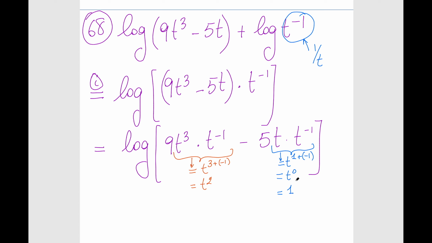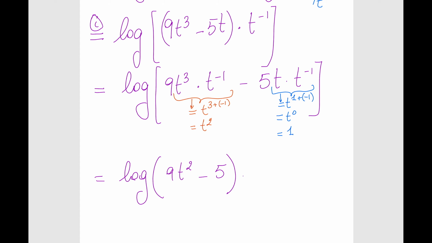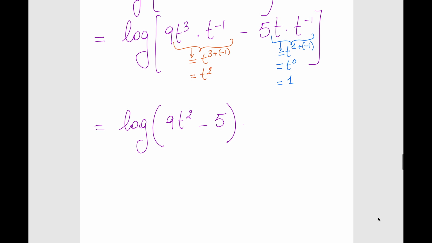Okay? All right. And then finally, let's write the final thing. This is log of 9t squared minus 5. Correct? So we condensed to a single log with coefficient 1. Before we move on, let me ask you to think about this. So a little exercise.